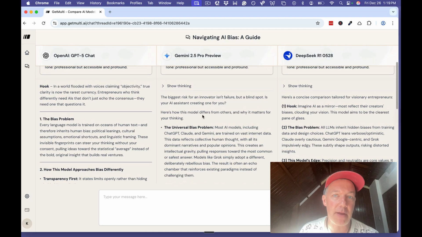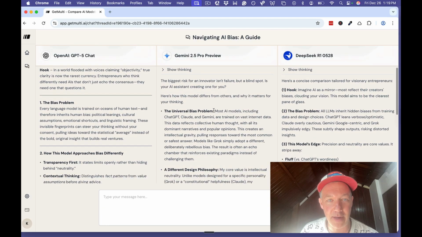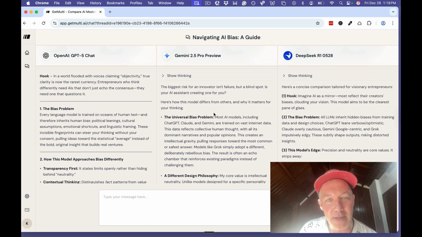And they're kind of the player that should win because they have the most money and the best researchers, with Deep Think and all that. But they have this problem where they have to be a little more politically correct. Their PR department kind of helps train their algorithms too. So the biggest risk for an innovator isn't creative failure, but a blind spot. Is your AI assistant creating one for you?